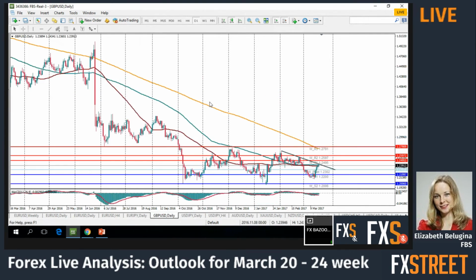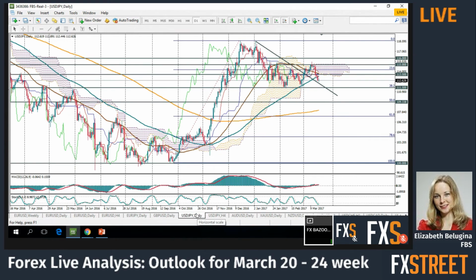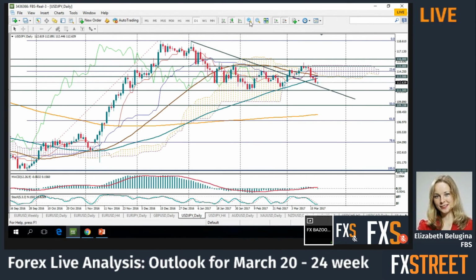Here I also have this weekly pivot indicator, and it gives us the targets at 1.2495 and 1.2597 as the upward targets. That was GBP USD. Now we are having a look at dollar yen.